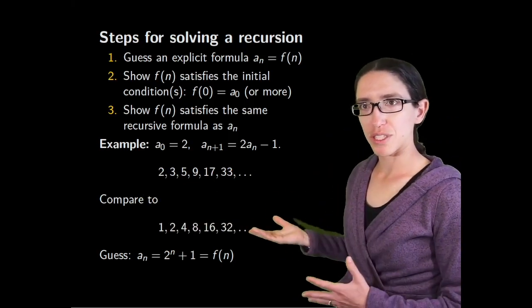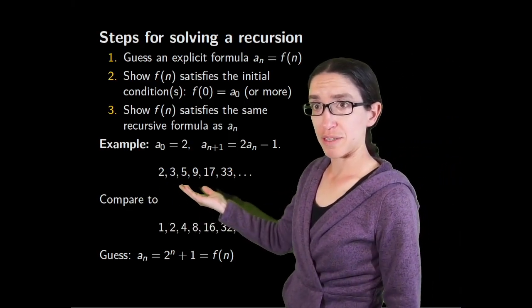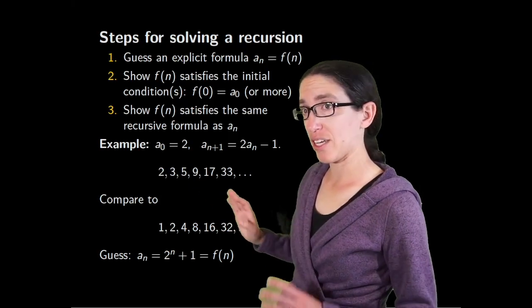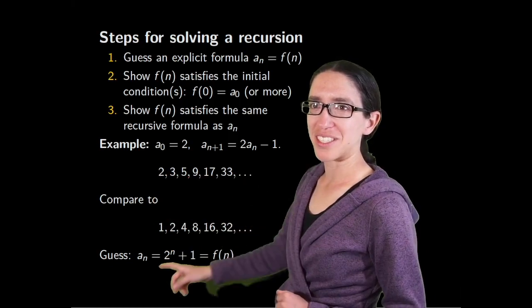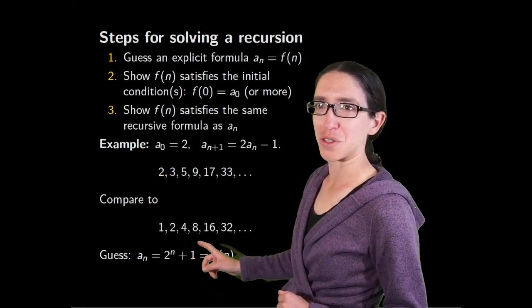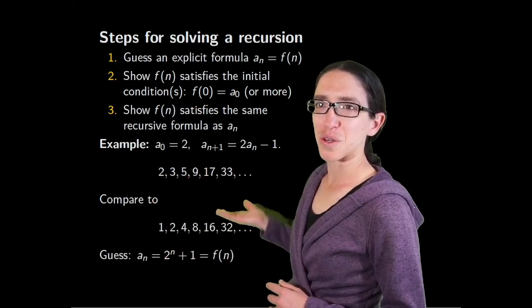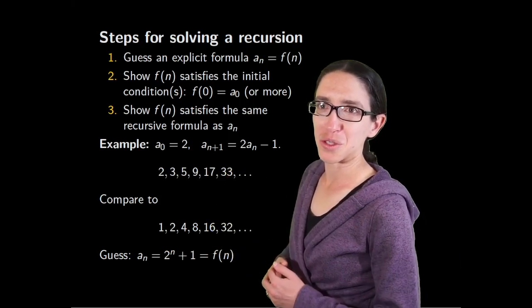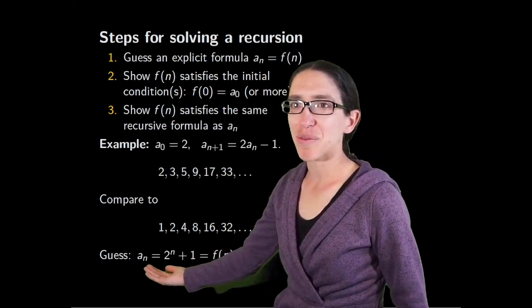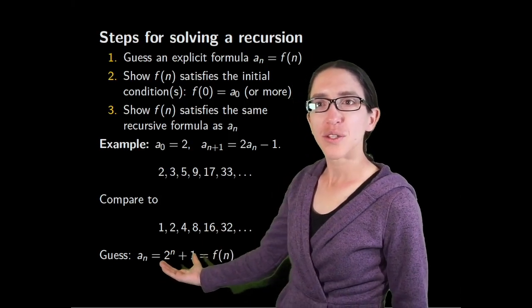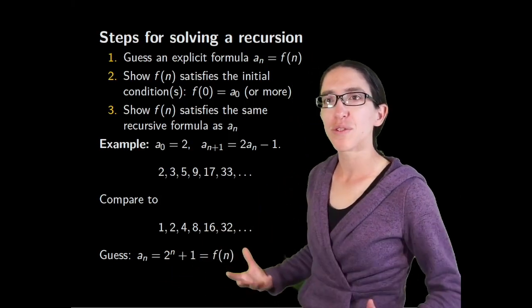Let's try to find an explicit formula for this sequence. 2, 3, 5, 9, 17, 33 may not look familiar until you subtract 1 from them all. So compare this sequence to the doubling sequence 1, 2, 4, 8, 16, 32. That's formed by adding 1 to the powers of 2. So our guess for step 1 is that a_n equals 2^n plus 1. So this 2^n plus 1 is our explicit formula f(n).